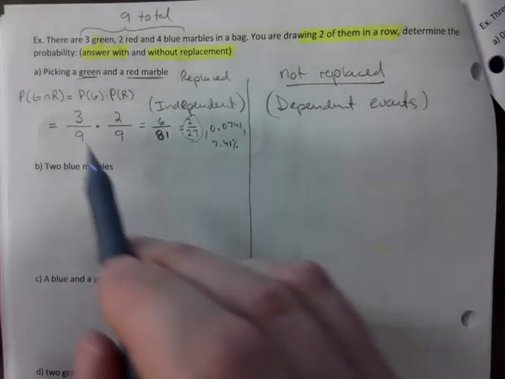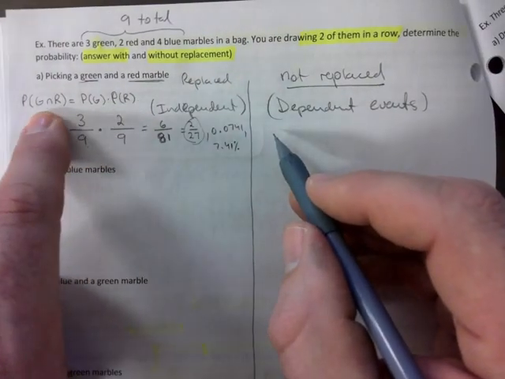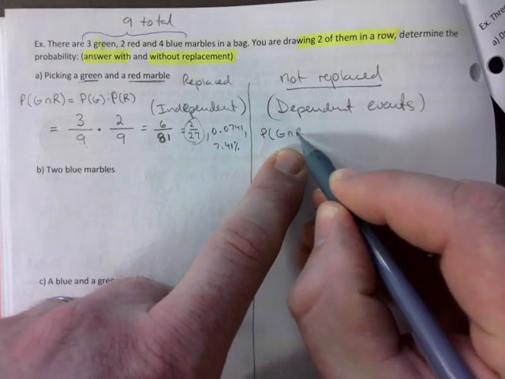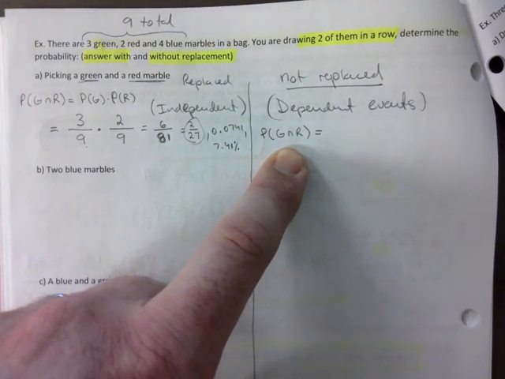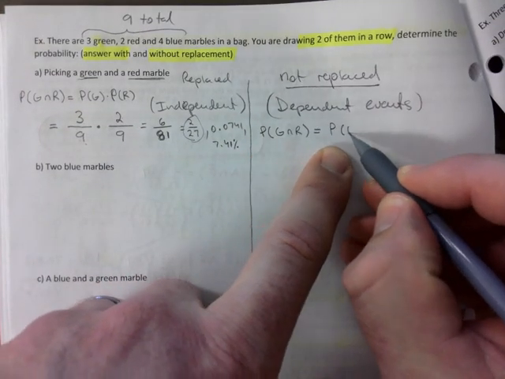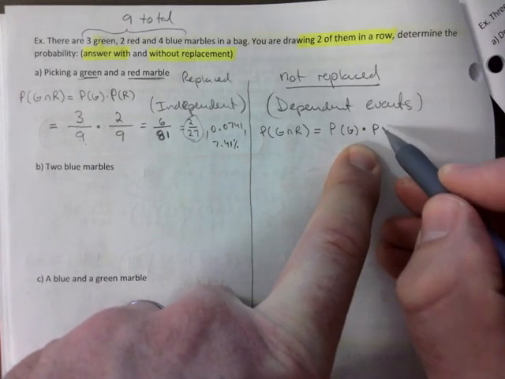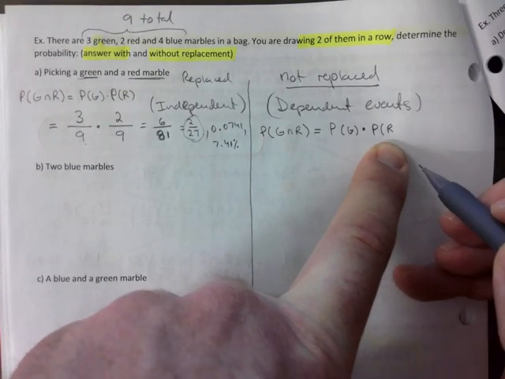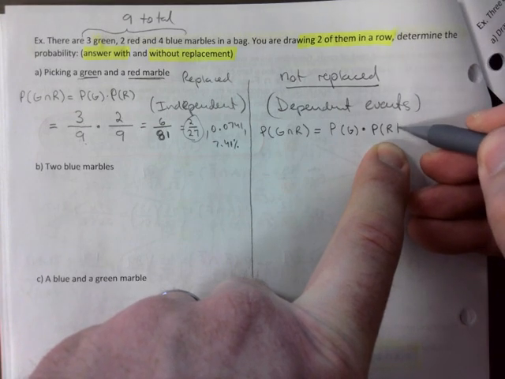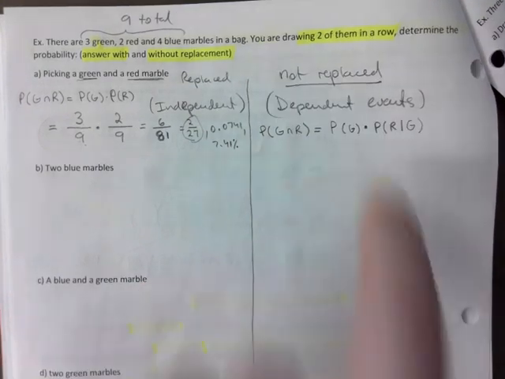Now, not removed. So consider this exact same question, not replaced. I don't want you to look at this formula. I want you to think of this one. Probability of G and R. See if you can follow this pattern. You take PG times P of R. But what are you going to change here? Given that G happened. That's how you have to write it.